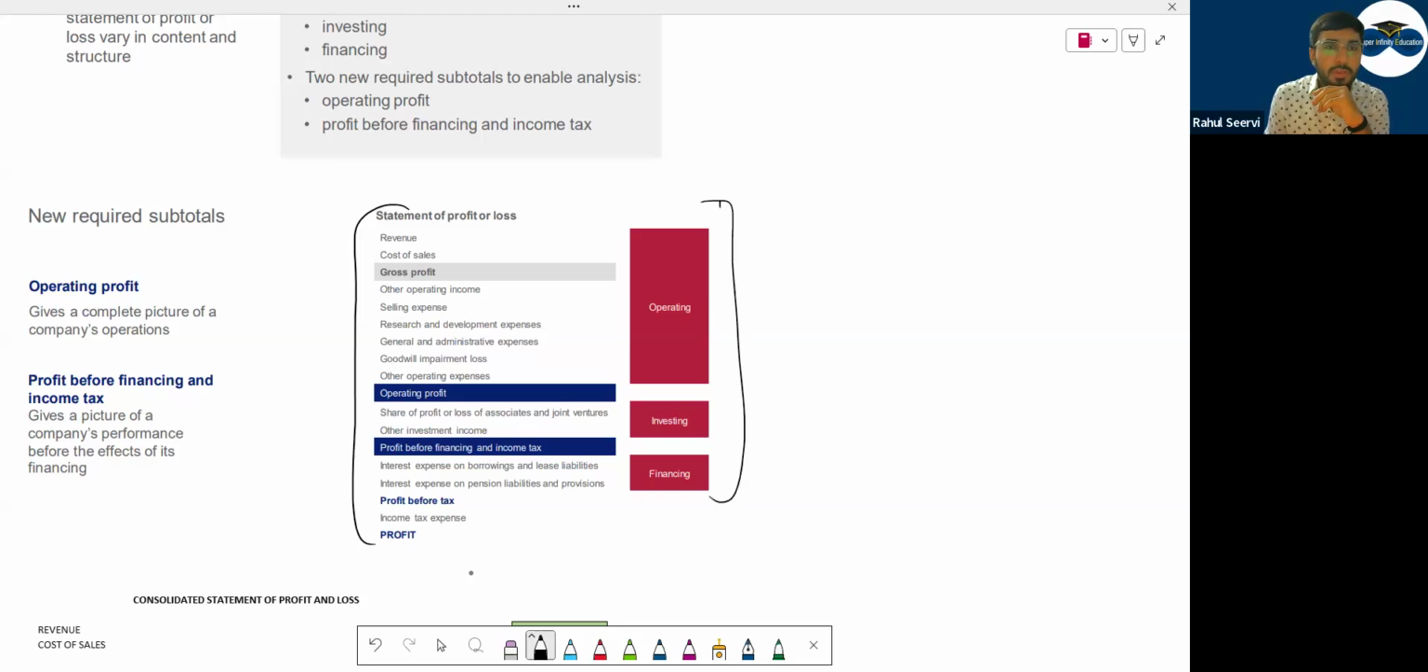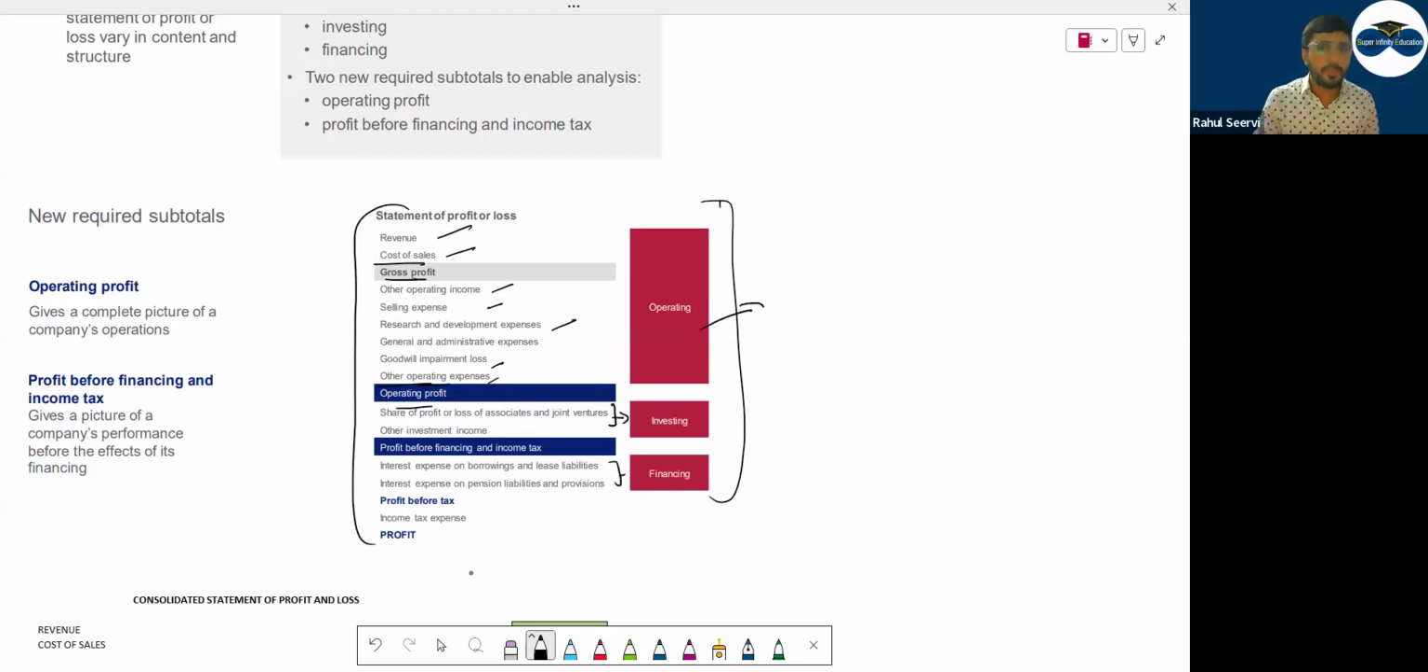That was revenue minus cost of sale. You get your gross profit margin. Then you have other operating income, selling expenses, research and development expense, general and administrative expenses, goodwill impairment loss, or other operating expenses. You get your operating profit. Then you write down what is the income or expense from investing. Then you write down from financing.